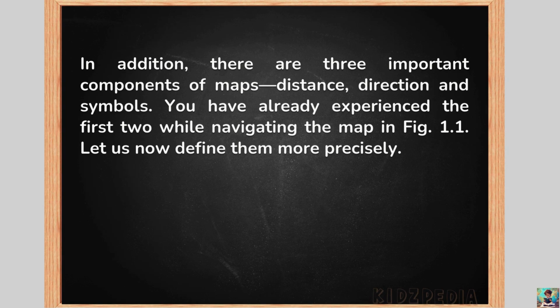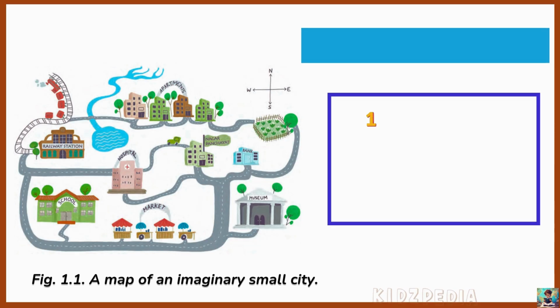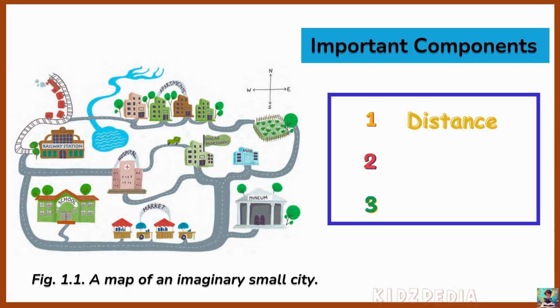In addition, there are three important components of maps: distance, direction and symbols. You have already experienced the first two while navigating the map in figure 1.1. Let us now define them more precisely. Now we will see what these three parts mean more clearly.